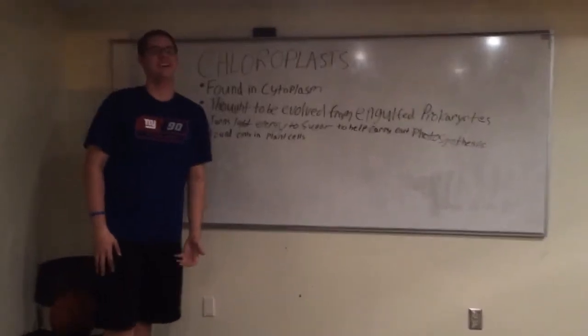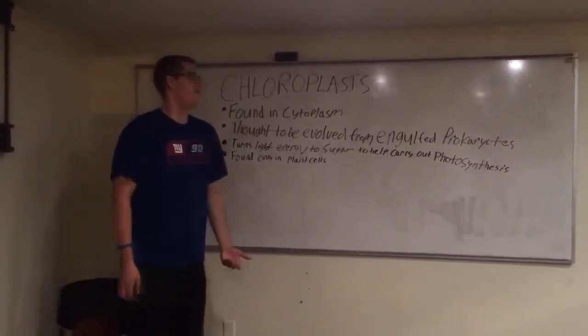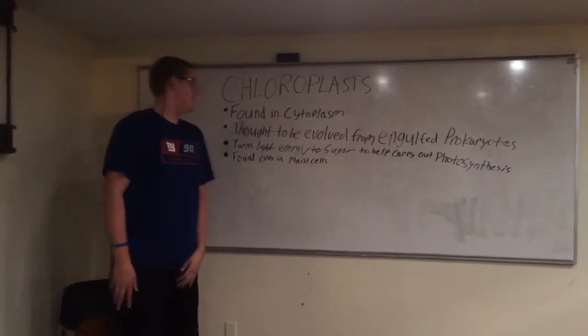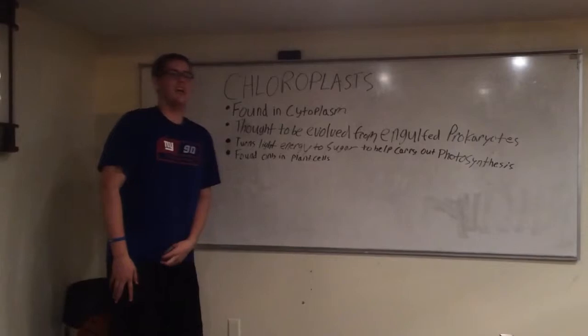So, some fun facts on chloroplasts. They're found in the cytoplasm. They're thought to have evolved from engulfed prokaryotes. They turn light energy into sugar to help carry out photosynthesis, and they're found only in plant cells.